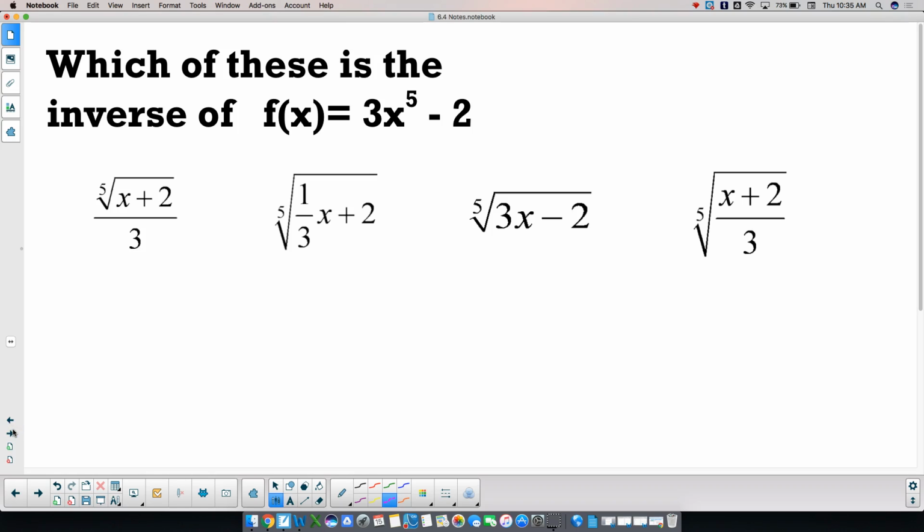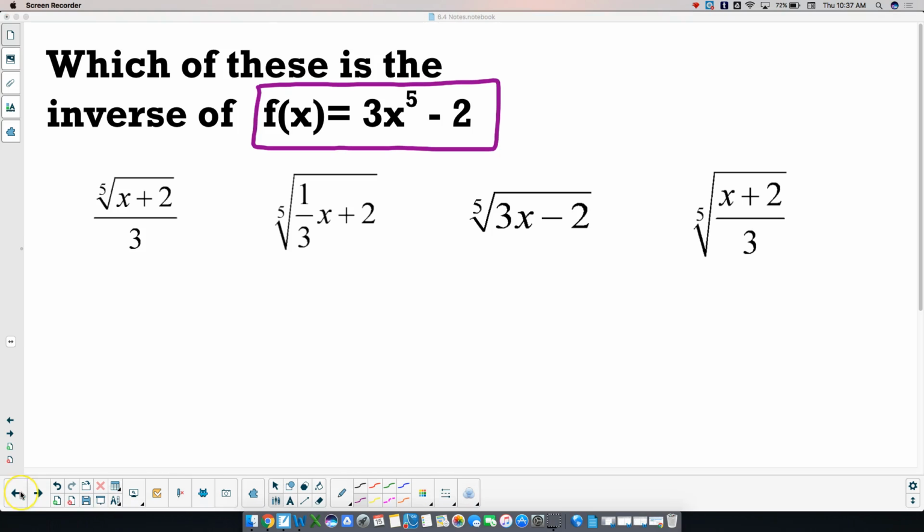What I'd like you to do now is find me the inverse of this function using those four steps, and hopefully it is one of those four choices that we have there.